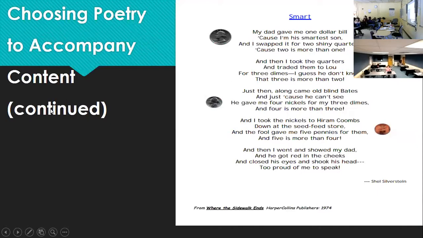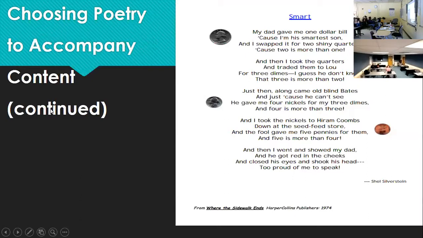It says, my dad gave me $1 bill because I'm his smartest son. And I swapped it for 2 shiny quarters because 2 is more than 1. And then I took the quarters and traded them to Lou for 3 dimes. I guess he didn't know that 3 is more than 2.